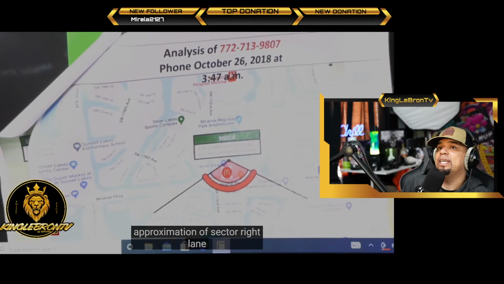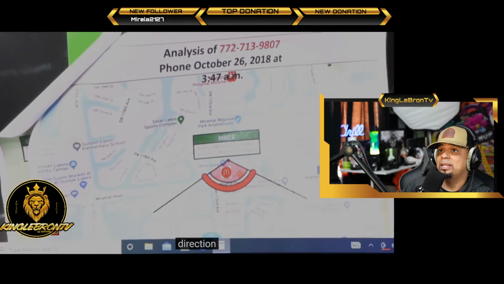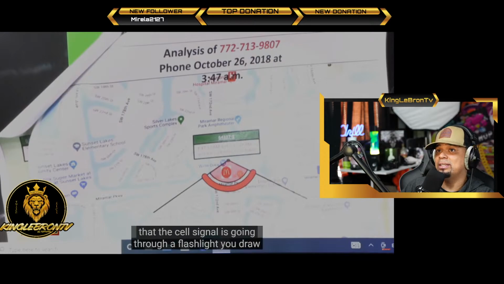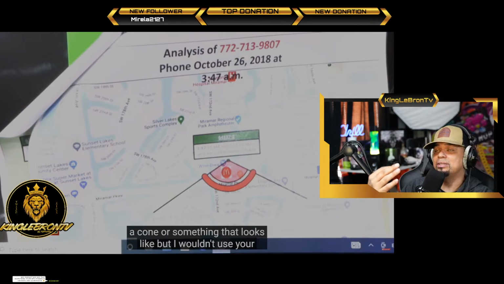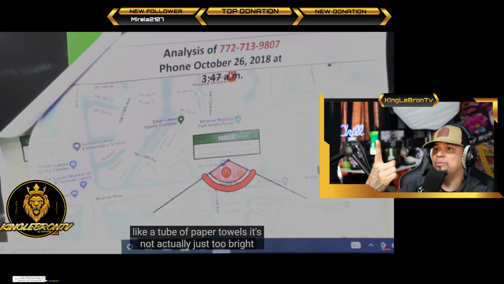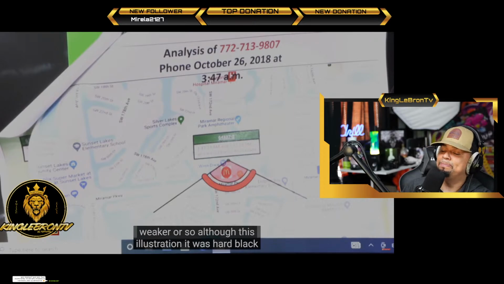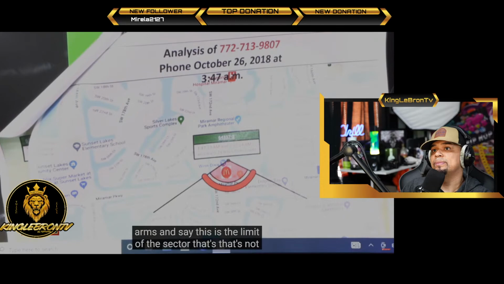At this point, it's about it being kind of up in the air. Earlier they were trying to illustrate the direction of the cell signal. It's kind of up in the air, and not only that. When we do a flashlight, we draw a cone. And not only that, this is the prosecution's fourth witness. I think it's like a paper towel tube, right? It's not actually just a tube. Although in this illustration, there are hard black arms that say this is the limit of the sector. That's not really the case. There's some bleed over.